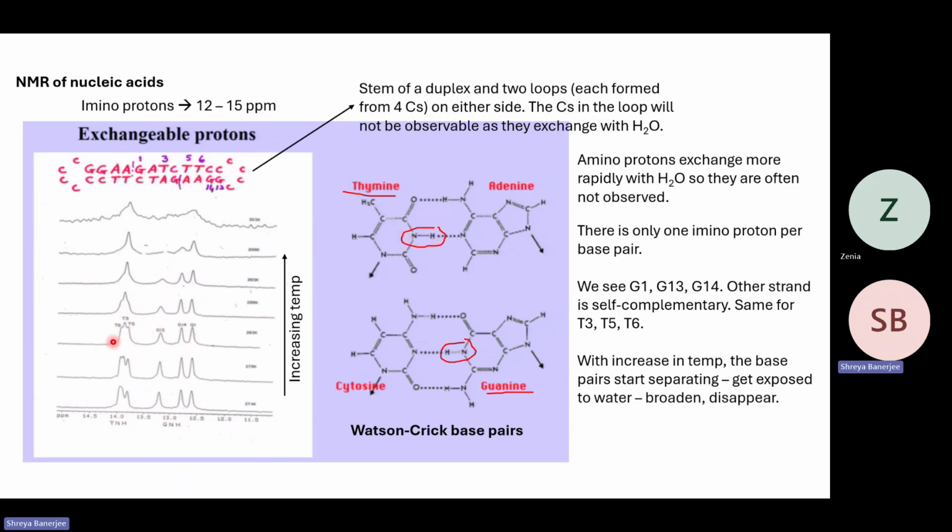iminoprotons over here. And as the temperature is increasing, the base pairs will start separating. So they will get more and more exposed to water or the other solvent, and they will disappear till you can see at 303 Kelvin, the base pair peaks have disappeared and there is just a very broad spectra. So with increasing temperature, as the base pairs get more and more exposed to solvent, hydrogen exchange will happen, and so the peaks will disappear.